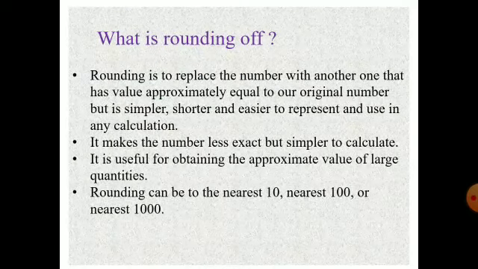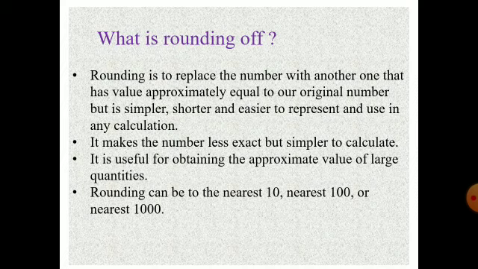What is rounding off? Rounding is to replace the number with another one that has value approximately equal to our original number but is simpler, shorter and easier to represent and use in any calculation. It makes the number less exact but simpler to calculate. It is useful for obtaining the approximate value of large quantities. Rounding can be to the nearest tens, nearest hundreds, or nearest thousand.